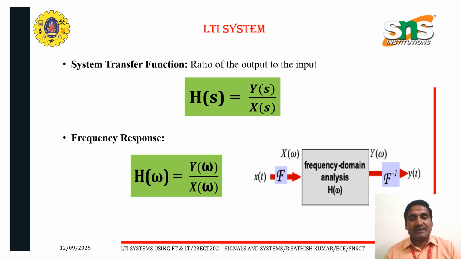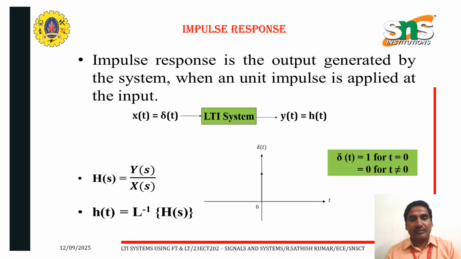When x of t is applied to the Fourier transform, we can get x of omega. From frequency domain analysis, we can get the output as y of omega. While applying the inverse Fourier transform of y of omega, we can get the output as y of t.